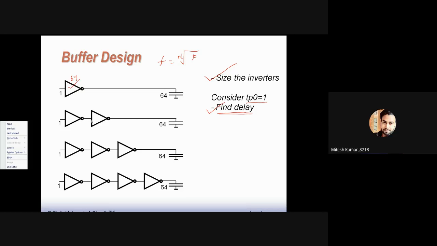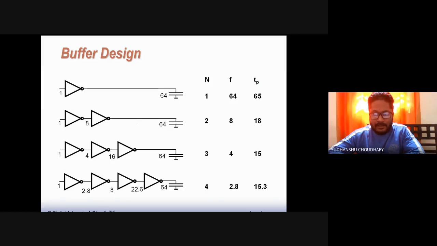1 and 8, sir. 8 and 64. Let us see. f is 8, so this is 1 and 8. In fact these numbers are given here, you can verify. So the delay will be now 18, and f is 8, so this has a size of 8. Similarly, for the third one, f is 4 here, so this will be 4 and this will be square of 4, 16. The size is 16.